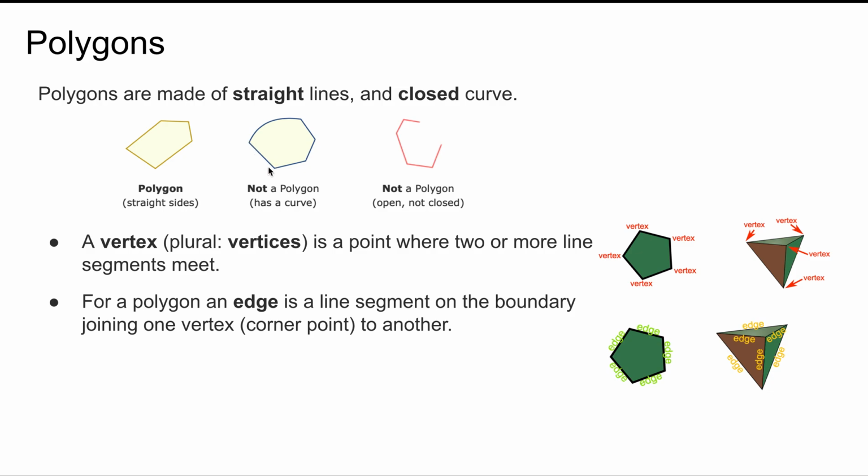How about this one? It is all closed, but it's not a straight line here, so it's not a polygon. How about this one? It has all straight lines, but it's not closed, so it's not a polygon.